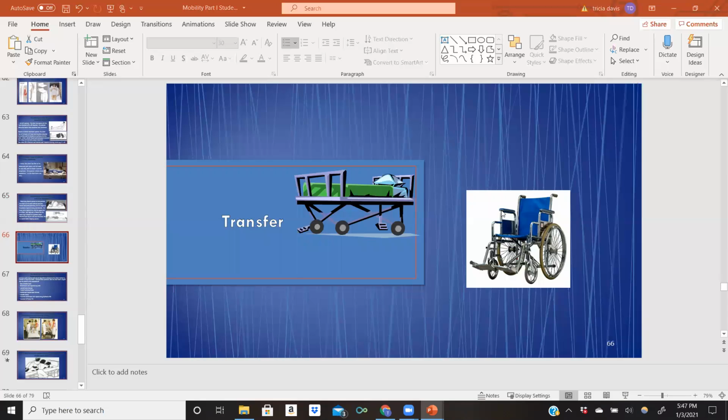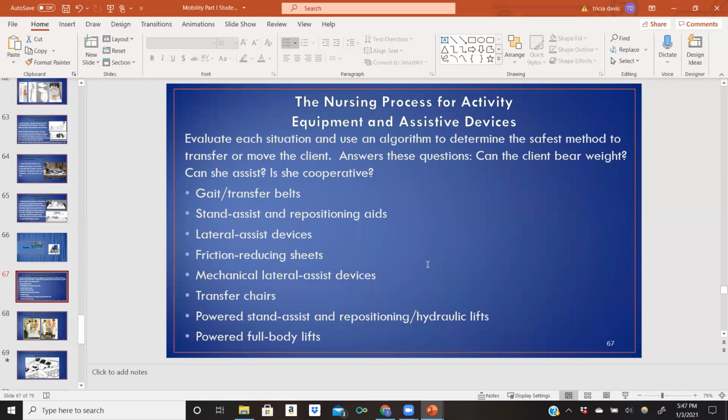So transferring your patient. You want to evaluate each situation, and you want to use a process to determine the safest method to transfer or move your client.